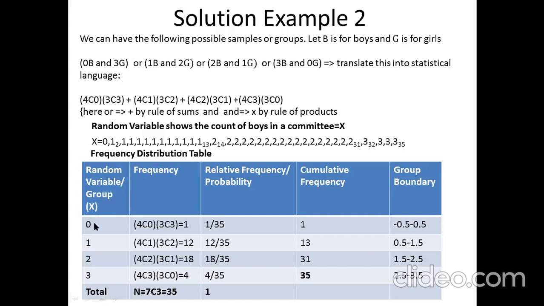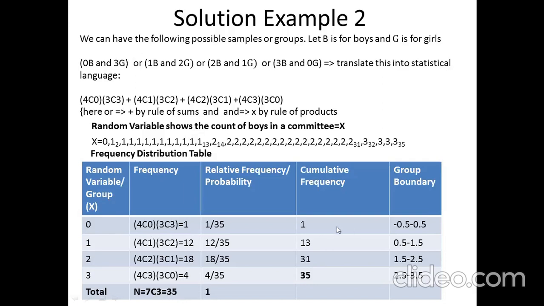We have 4 values of X, which are 0, 1, 2, and 3. Their frequencies are 1, 12, 18, and 4, with the same reasoning as shown above. The very important thing now is that the total frequency is the sum of these frequencies, which is 1 plus 12 plus 18 plus 4, which is 35. A verification that this answer is correct can be seen from the result that this 35 should also be equal to 7C3, because in all we had 7 people, 4 boys and 3 girls, and from 7 we had to select 3 people. So this should be equal to 7C3, which is also equal to 35.